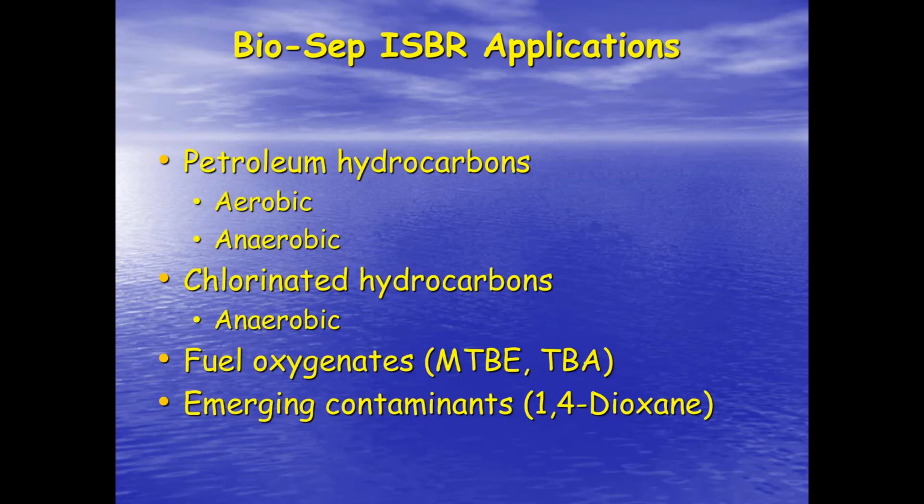So these are some of the applications that we have tried and or envisioned for the in situ bioreactor. Petroleum hydrocarbons, either under aerobic or anaerobic conditions. Under anaerobic conditions, we could provide through that nutrient line an alternative electron acceptor like nitrate, sulfate, etc. Under anaerobic conditions, we can also provide, again, electron donor to fuel reductive dechlorination. And then also fuel oxygenates like MTBE, TBA, or emerging contaminants like 1,4-dioxane.